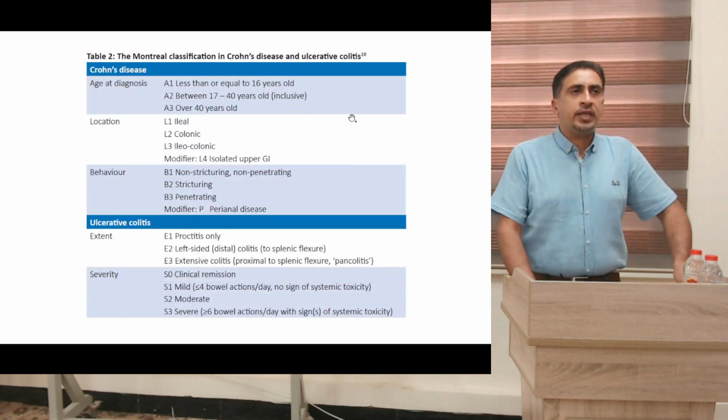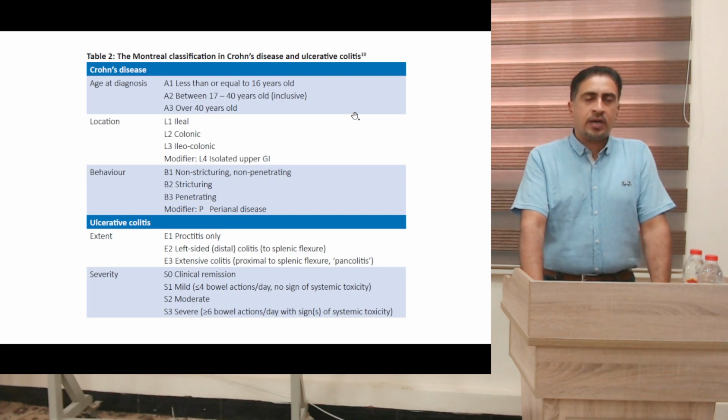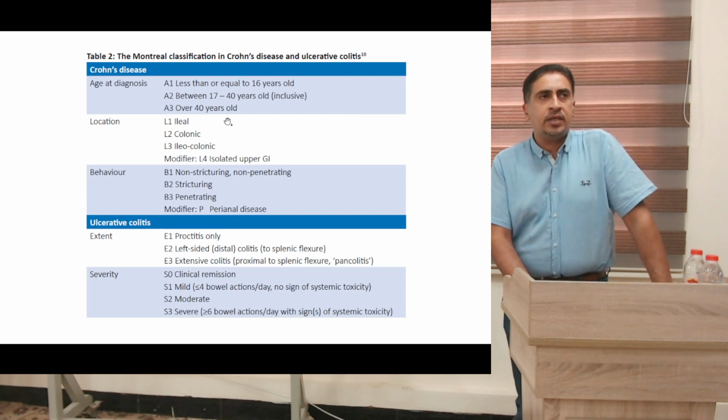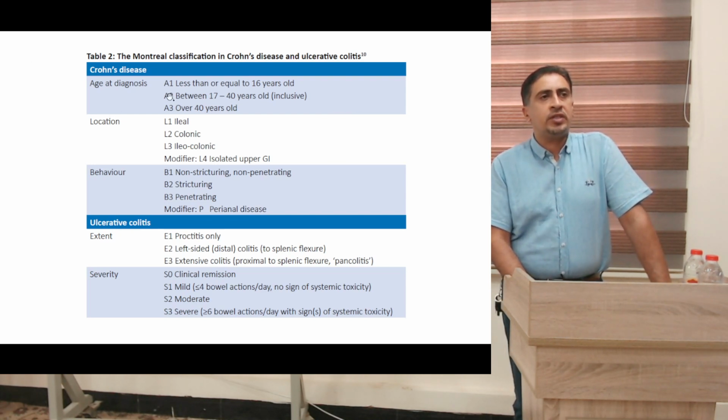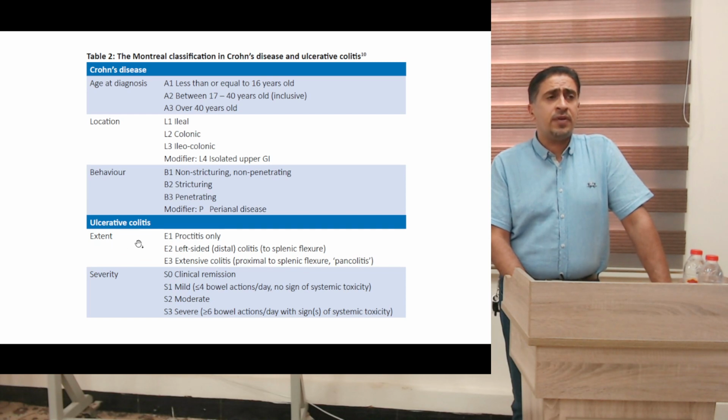There is the Montreal classification. When you come to work with us in the GI center, you will see that we use the Montreal classification according to age, location, and behavior. We give each of these certain categories. This is regarding Crohn's disease. We also classify ulcerative colitis according to extent and severity.